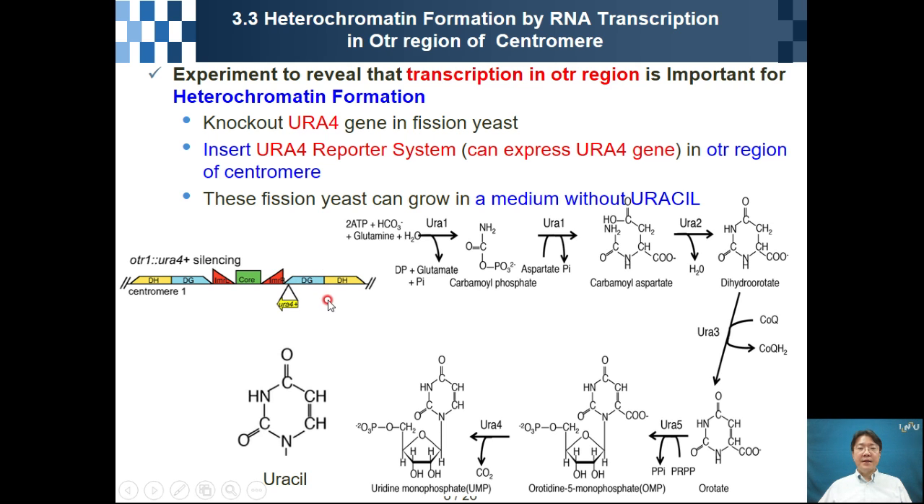So it means that this fission yeast can grow in a medium without uracil. The function of URA4 is to change this one into uridine monophosphate, which will then become uracil. So even though we knocked out the URA4 gene in the fission yeast, because we inserted the URA4 reporter system, it can express the URA4 gene. So this fission yeast can grow in a medium without uracil.